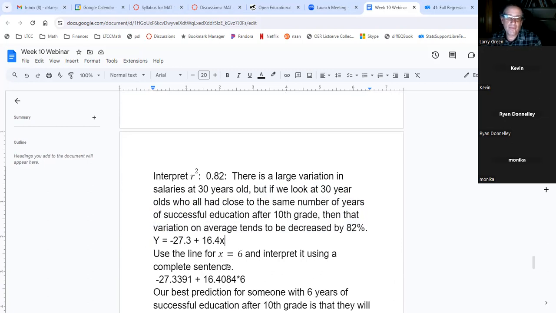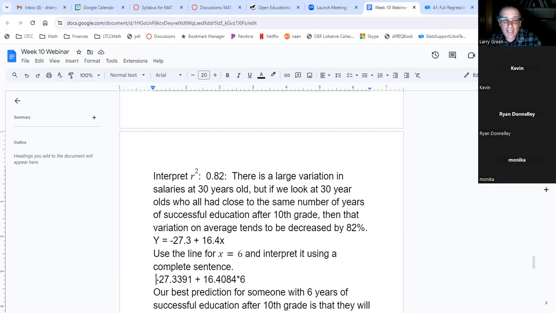Okay. So let's use the line for x equals 6. So let's say 6 years. By the way, 6 years of education after 10th grade, what does that typically tell you about the person? Yeah, they probably have a bachelor's degree, almost certainly not a master's. Does that make sense?